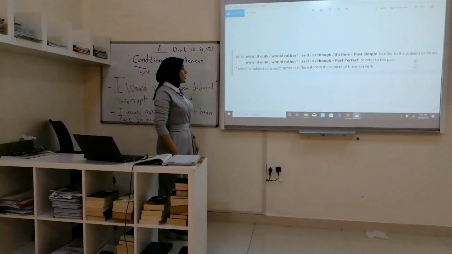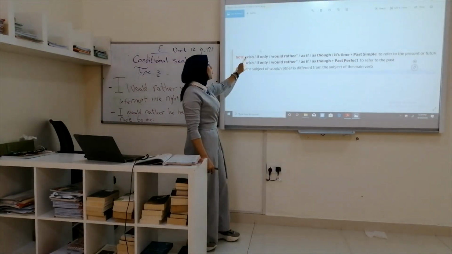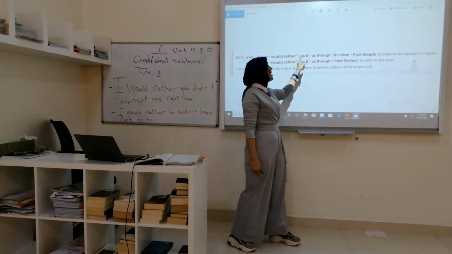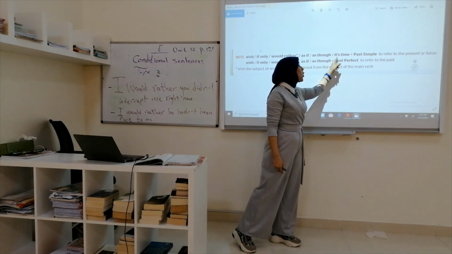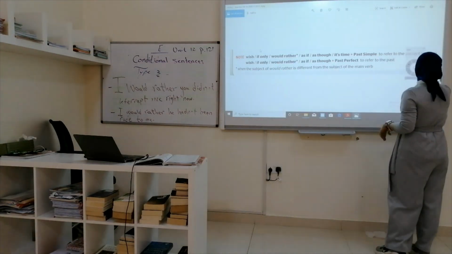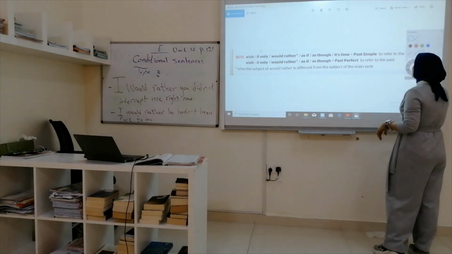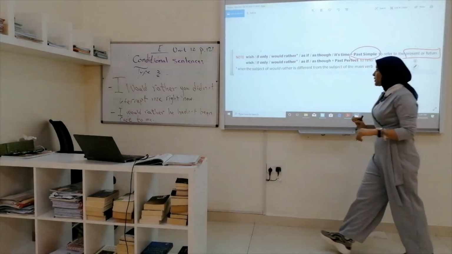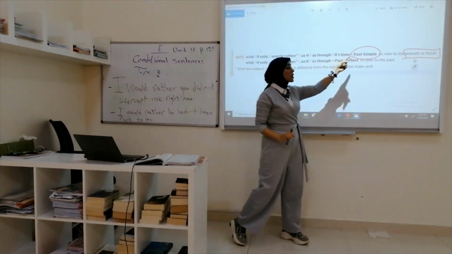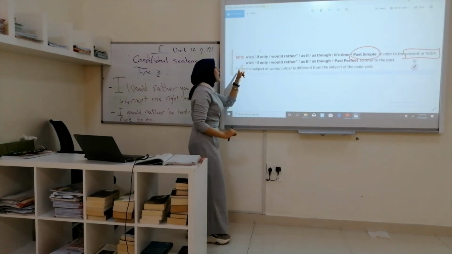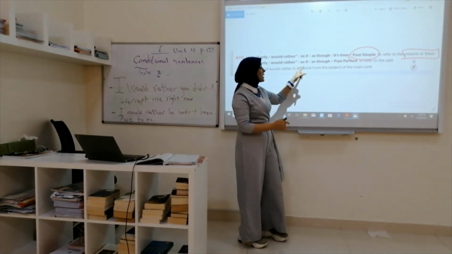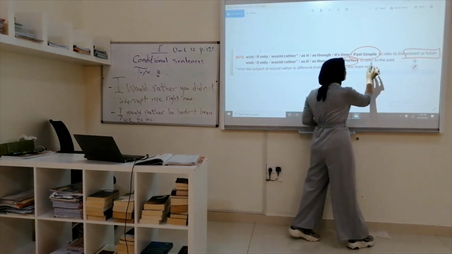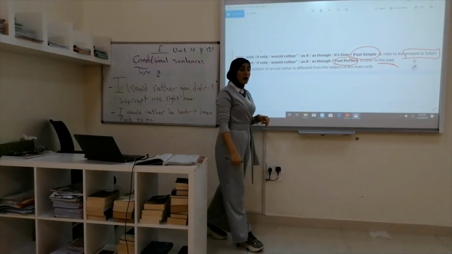I have a very important note here. The note is about when I use wish, or if only, or would rather, or as if, or as though, or it's time, plus what? Plus the past simple, to refer to the present or the future. Be careful. I use all of them plus the past simple to refer to the present or the future. I use wish, if only, would rather, as if, as though plus the past perfect to refer to the past. Okay?